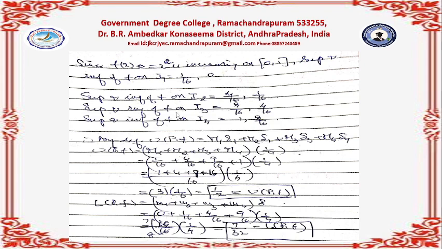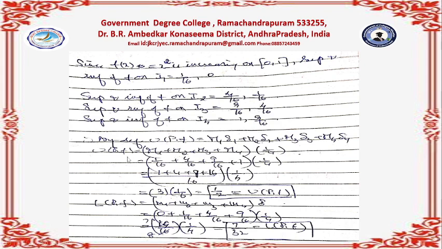Similarly, the supremum and infimum of f on I3. What is I3? 4 by 16 and 9 by 16. What is the supremum and infimum of f on I4? 9 by 16 and 1. Therefore, by the definition, UPF equal to capital M1 into delta 1 plus capital M2 into delta 2 plus capital M3 into delta 3 plus capital M4 into delta 4.